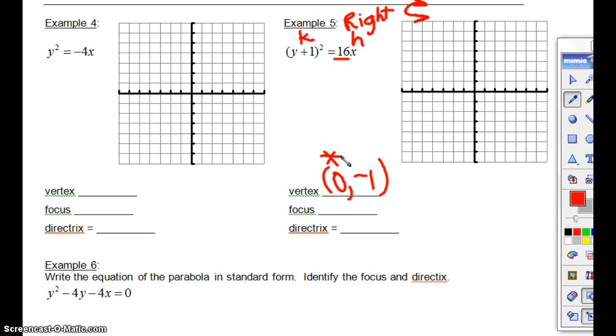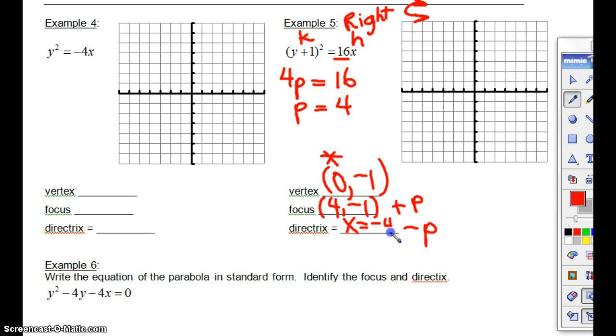The next thing I need to do is find p. So I'm going to set 4p equals 16. Divide both sides by 4. Of course, p is equal to 4. So to find the focus and directrix, remember I add p to find my focus, subtract p to find my directrix. So your focus is a point. So I'll be adding 4 to 0. So 0 plus 4 gives 4, comma, negative 1. And then I'll be subtracting 4 to find my directrix, and it is with the x, so 0 minus 4 is negative 4, and it is written as x equals negative 4.